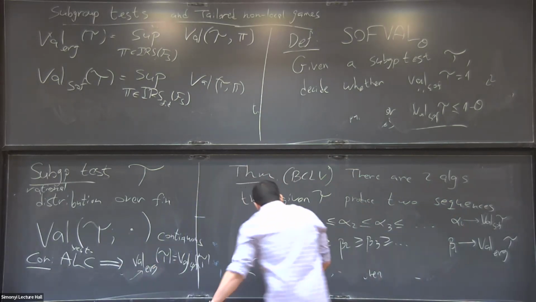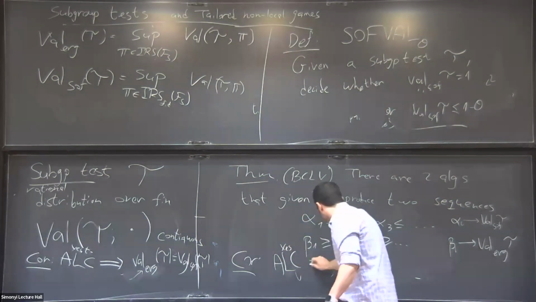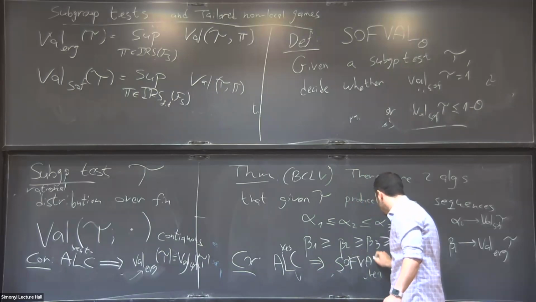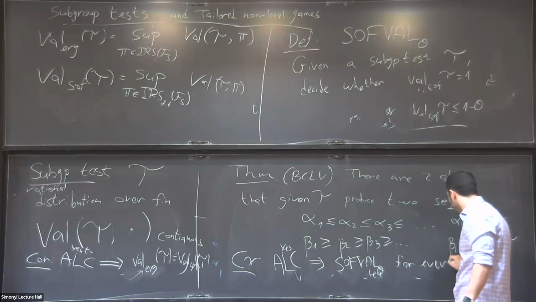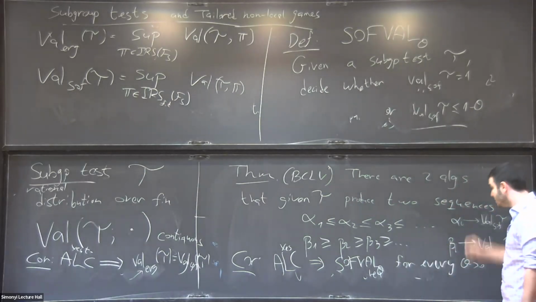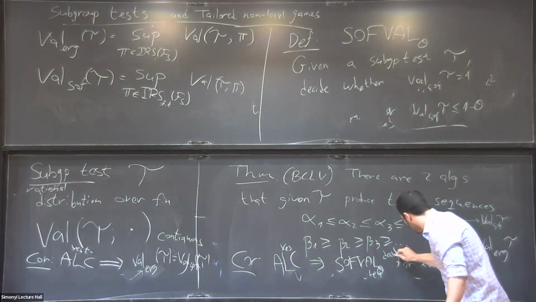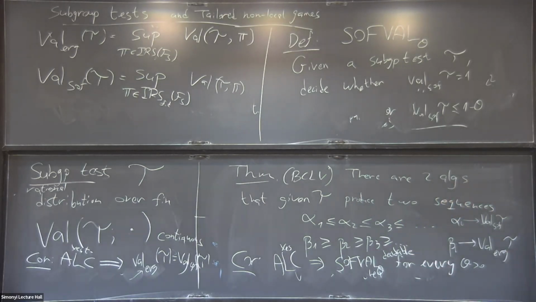Great, so let me just write the corollary. The Aldous-Lyons conjecture implies the sofic value theta is decidable for every theta. Okay, decidable. Thank you. I'm not writing the important stuff. The sofic value theta is decidable for every theta larger than 0. Great.